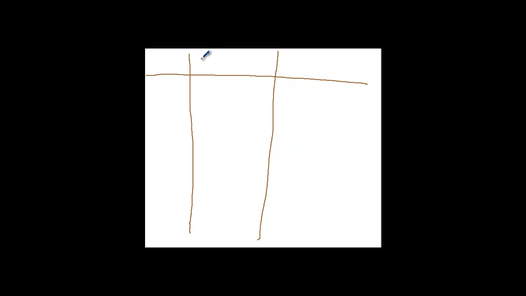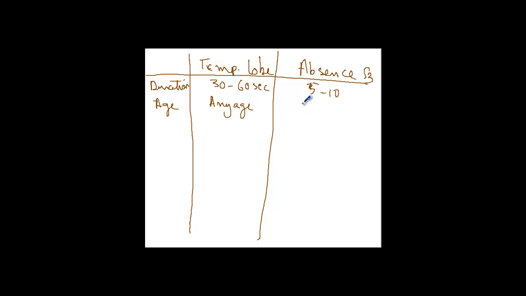So let's say these are temporal lobe seizures here, and we have absence seizures here. So in terms of duration, temporal lobe seizures typically last from 30 to 60 seconds, whereas patients with absence seizures, these typically last 5 to 10 seconds. The age of onset can be any age. These are typically seen in absence seizures at 5 to 10 years of age.